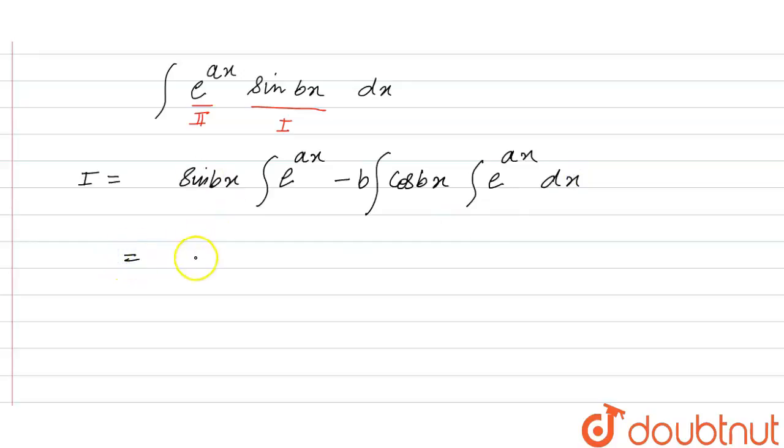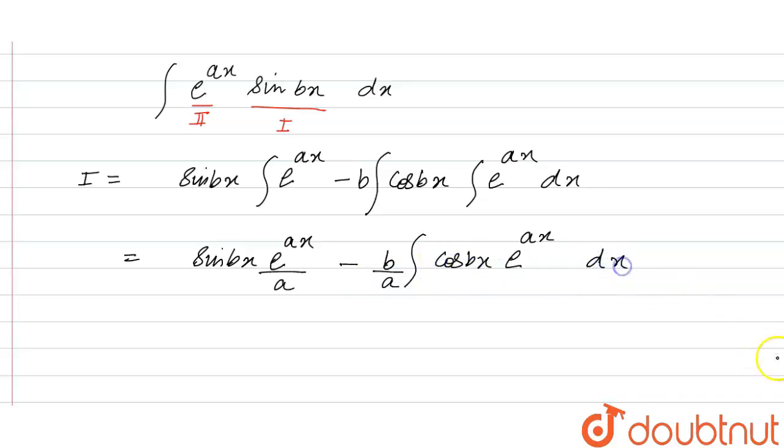If we further solve this, we have sine bx, and the integration of e raised to power ax is e raised to power ax upon a, and minus b, and the integral of this term is, the integration of e raised to power ax is e raised to power ax upon a. So upon a is here, and we have cos of bx here with respect to dx.